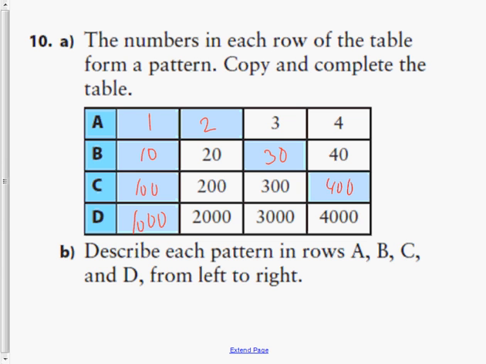It says describe each pattern in rows A, B, C, and D from left to right. If you look at A, it increases by 1 each time. Increases by 1, increases by 10, increases by 100, and increases by 1,000. That's pretty easy as well.